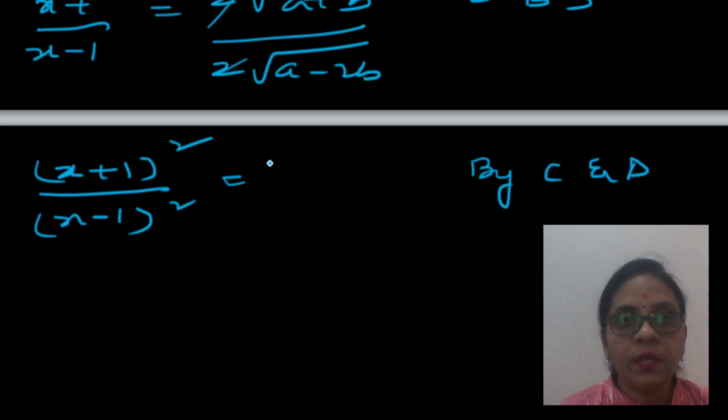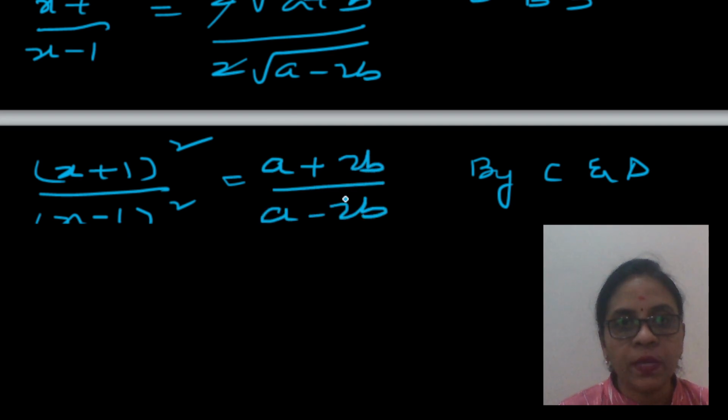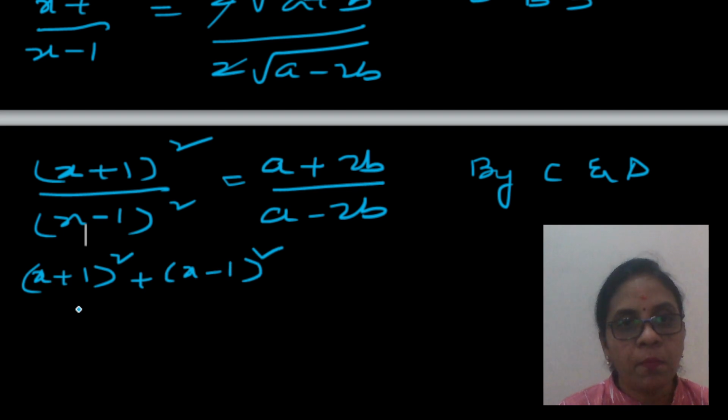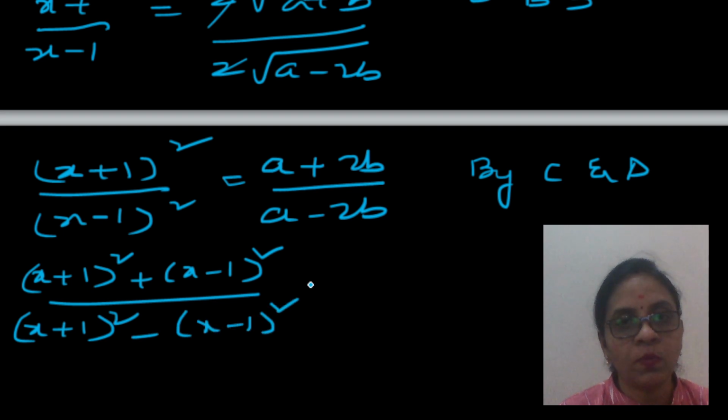So we have now here a plus 2b by a minus 2b. Again I said by componendo and dividendo. When we apply componendo and dividendo, again here it is numerator plus denominator. So here we have x plus 1 whole square plus x minus 1 whole square by x plus 1 whole square minus x minus 1 whole square is equal to a plus 2b by a minus 2b.